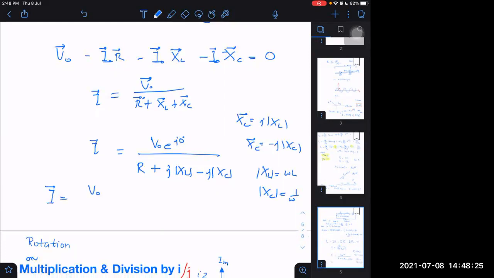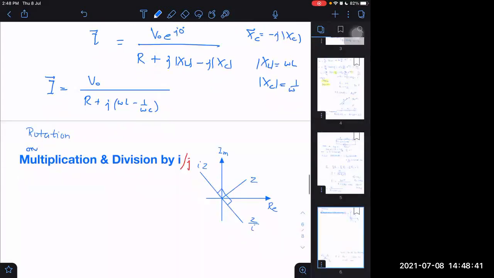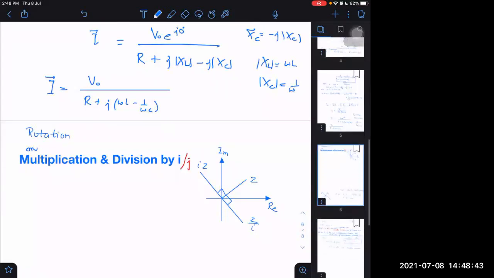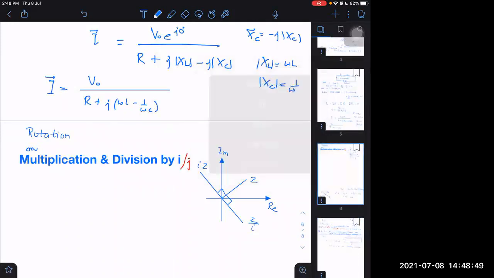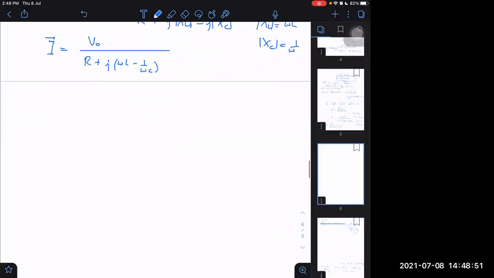What is the net complex number I? It is V naught, divided by R plus j into omega L minus 1 by omega C. Now you tell me, are we now able to get somewhere from here, or are you stuck? We are not stuck. We can easily solve it now. I is equal to V naught divided by magnitude. Magnitude is the square root of R square plus omega L minus 1 by omega C whole square.